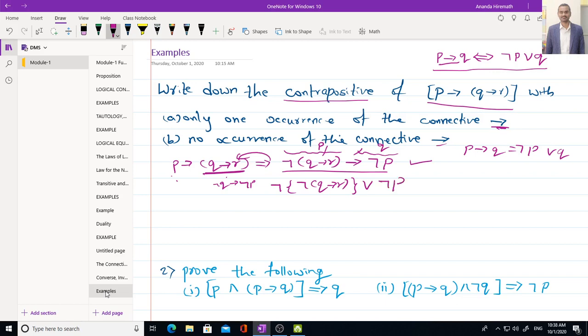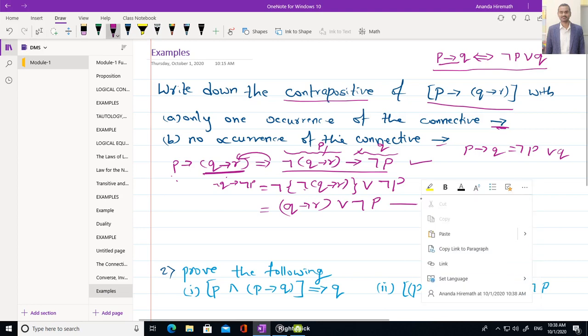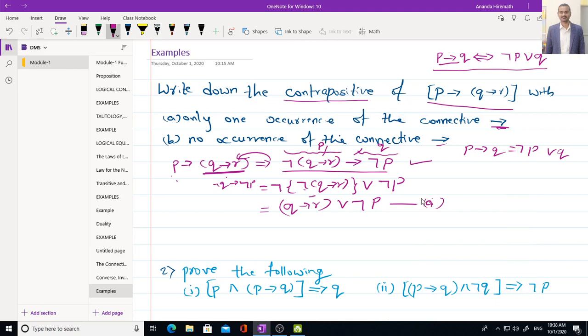Now we have written it in terms of only one connective. So it can be further solved like Q conditional R, because this negation of negation will be the same thing, or not P. So what I can say is this is the first required result, that is A. We have represented it with only one occurrence of the connective conditional. So there is only one occurrence. Yes, we have eliminated that first one.